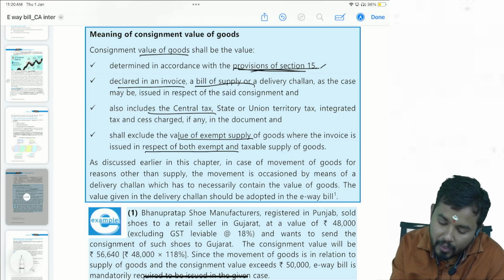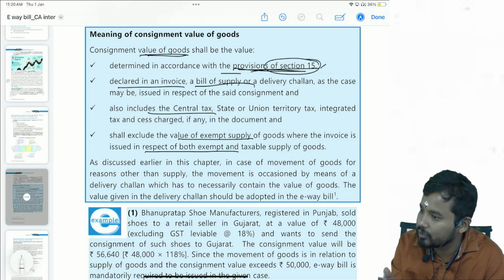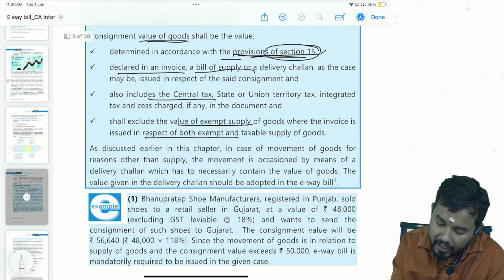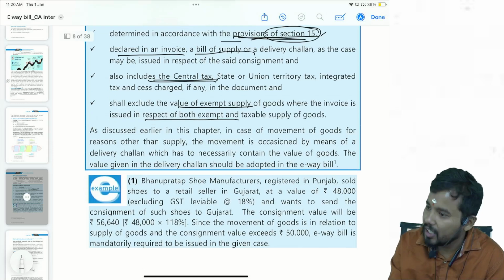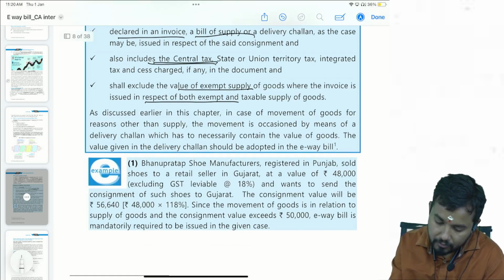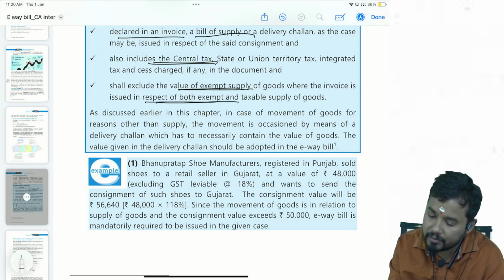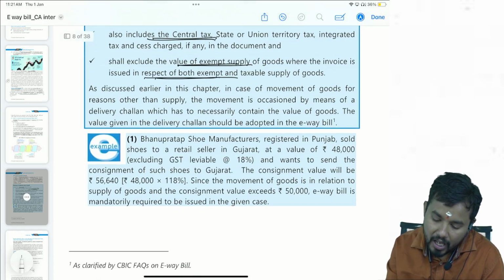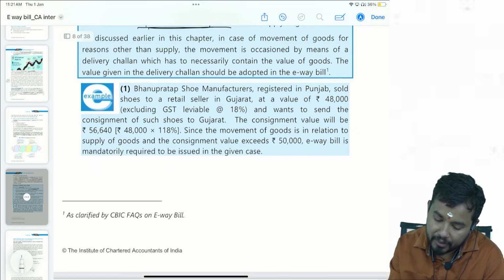If you observe, value of goods determined in accordance with section 15, that is the value of supply. To that, what are you adding? You are adding taxes. Value of supply plus taxes means what? Invoice value only, no? But it should exclude the value of exempt supply where the invoice is in respect of both exempted and taxable supply of goods. Okay, look at this example.